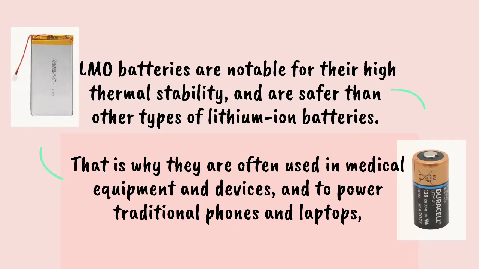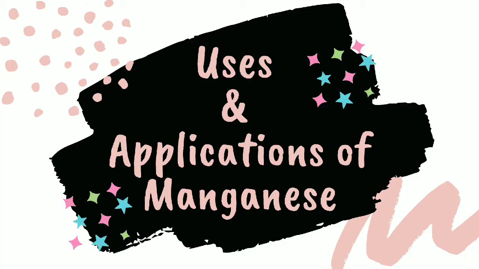Lithium manganese ion batteries are notable for their high thermal stability and they are safer than other types of lithium ion batteries. That is why they are often used in medical equipment and devices and to power traditional phones and laptops. Next are the uses and applications of manganese.